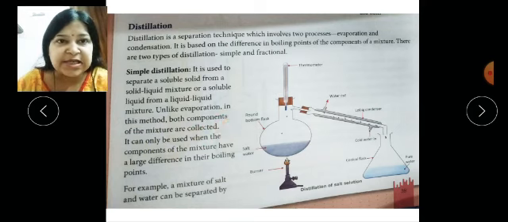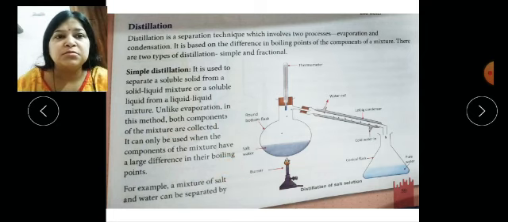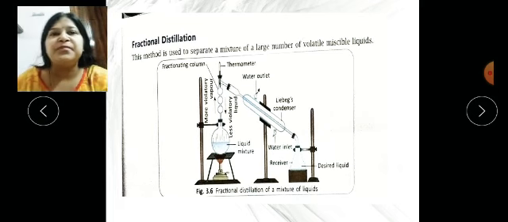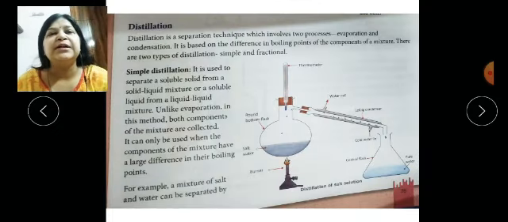We can collect it based on the boiling point. One example is given: salt and water. In your book, alcohol and alcohol one is given. So in this method only, you should remember the apparatus.